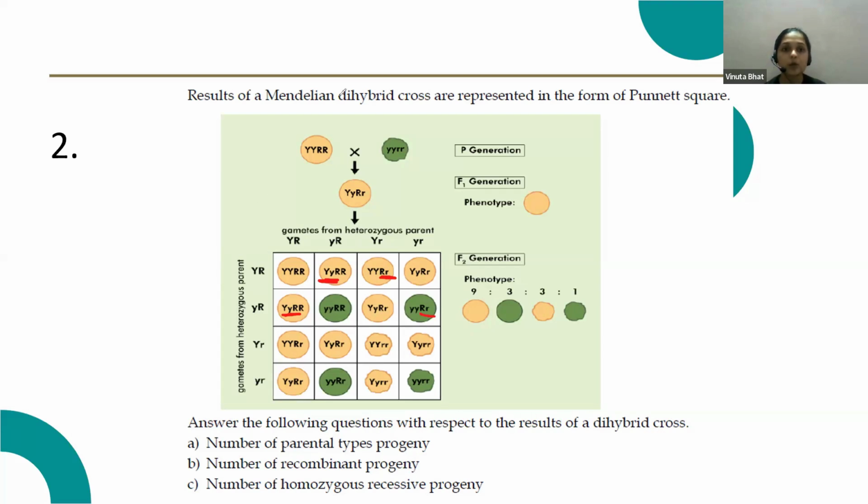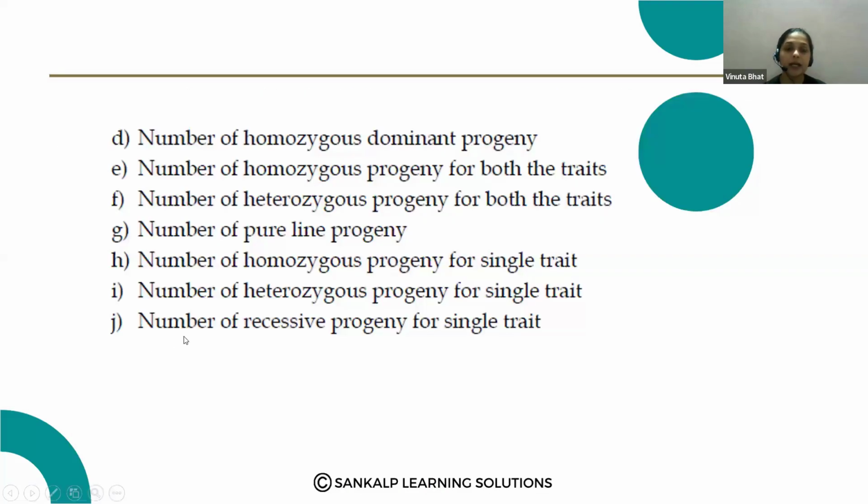Okay, so like this you look at the Punnett square and go on finding out the answer. Number of recessive progeny for the single trait. How many recessive progeny are there for the single trait, so that also you have to find out. So I hope you will check the last three answers. So check the checkerboard and write down the answer. Okay.